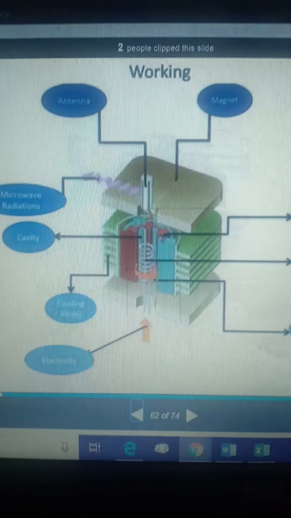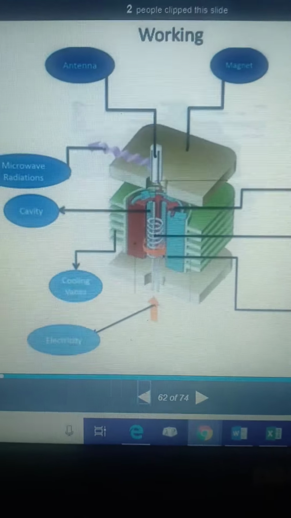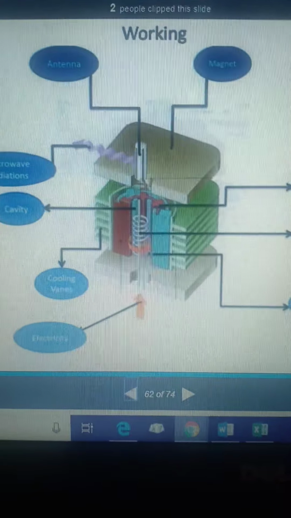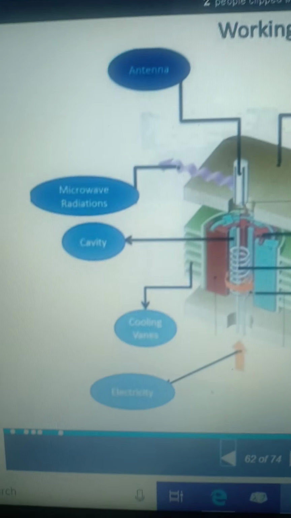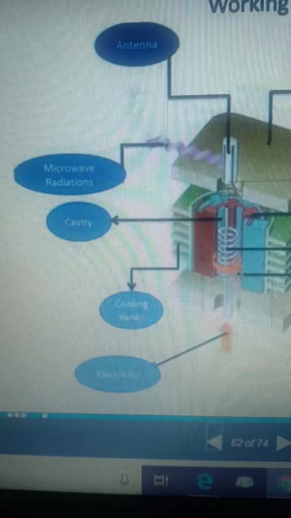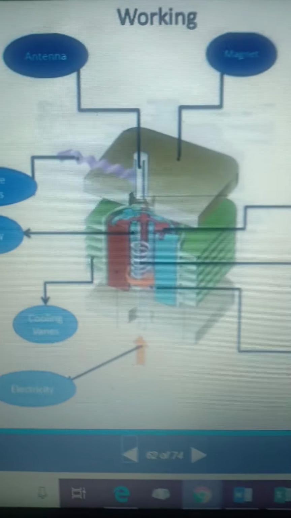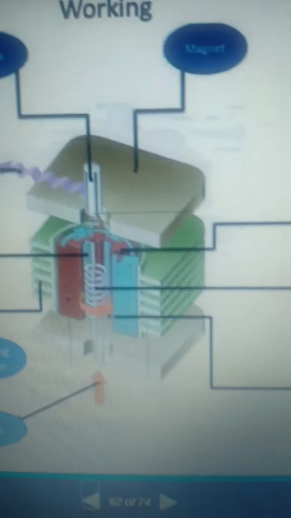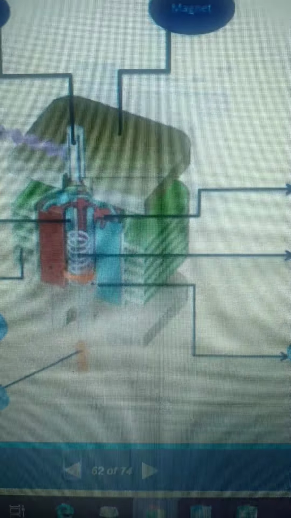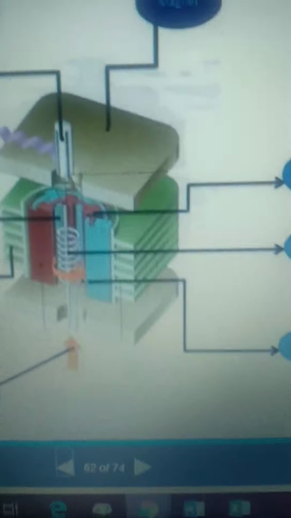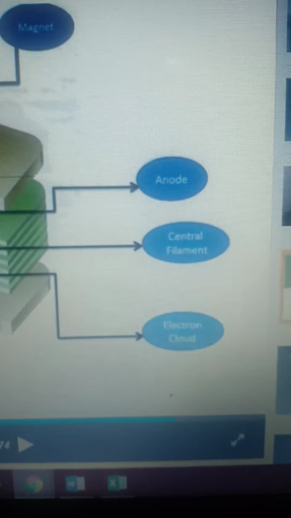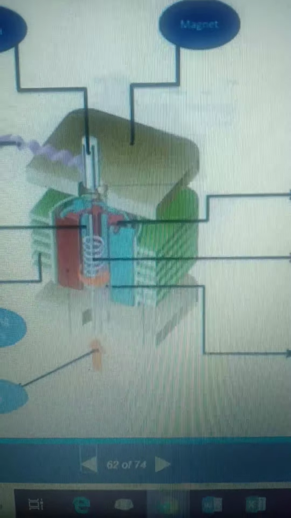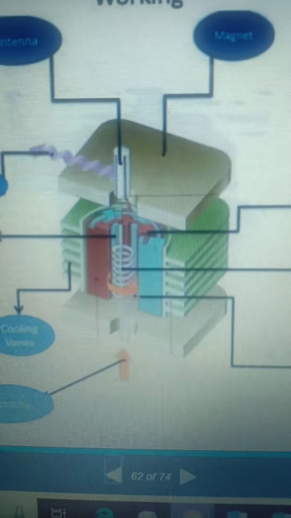This is the magnetron, the transmitter side. It has different parts like the antenna, microwave radiation, and cooling vanes, as shown. It also has an electron cloud which generates the electrons, and when a charged particle is accelerated, it produces electromagnetic waves. Here two magnets are used, and cooling panels are also used.